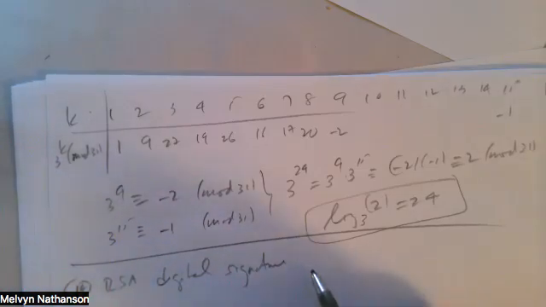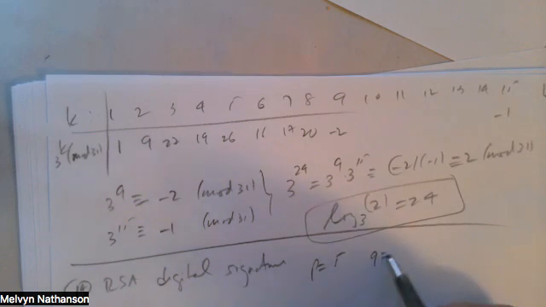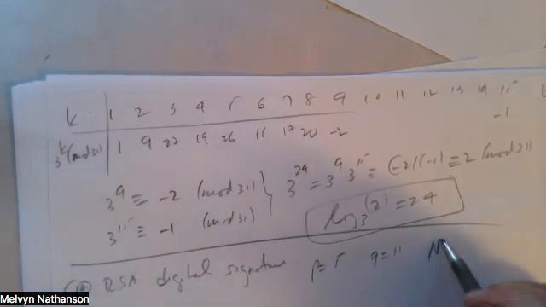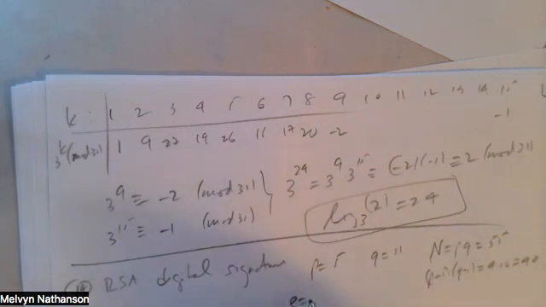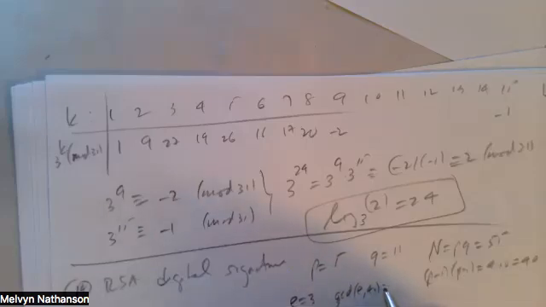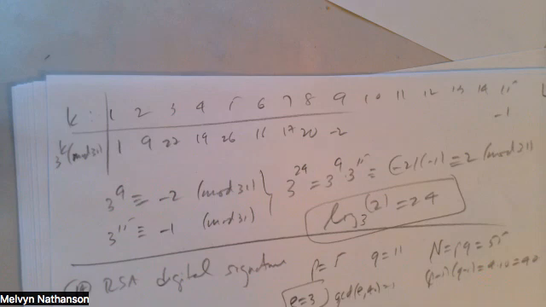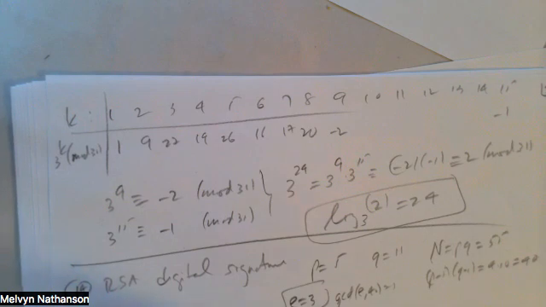Bob chooses the primes P equal 5, Q equal 11. So N, which is PQ, is 55. P minus 1 times Q minus 1 is 4 times 10, which is 40. And the exponent E for encryption, E equals 3, satisfies that the GCD of E and 40 is 1. So that is okay. And so you compute D, where 3 times D is congruent to 1 mod 40, which we did previously. So D is 27.